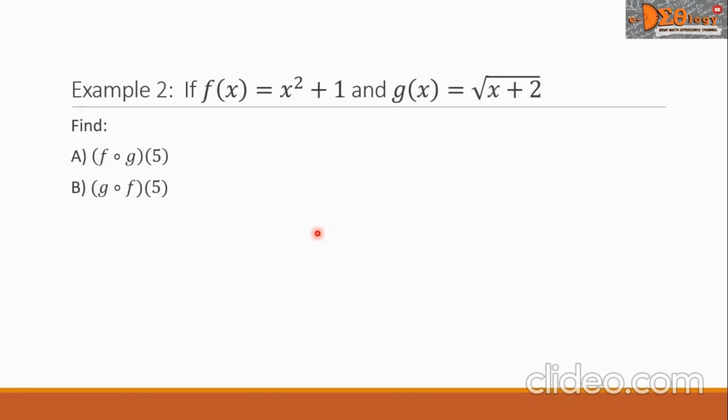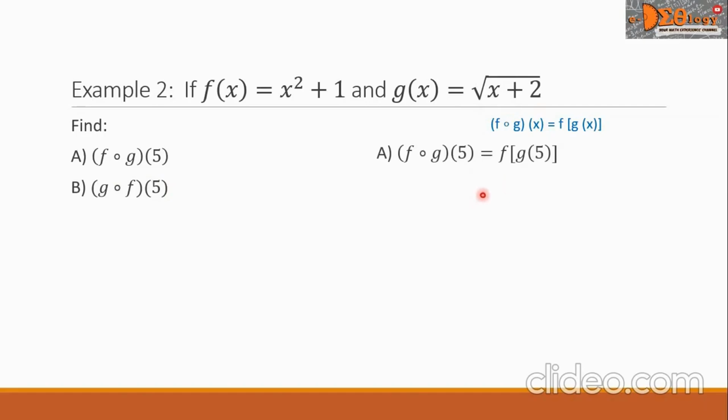Let us have example number 2. There are two functions, function f and function g. f of x equals x squared plus 1, and g of x equals the square root of the quantity x plus 2. Let us simplify A, f composed with g at 5, and letter B, g composed with f at 5. Let's begin with our letter A.